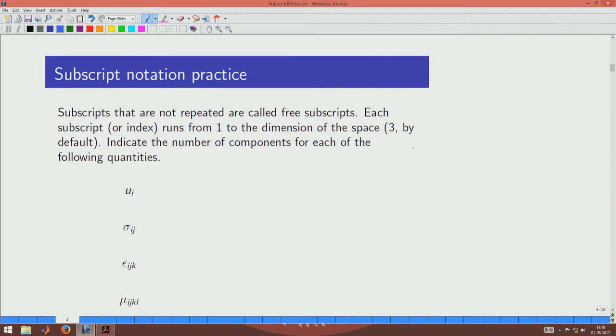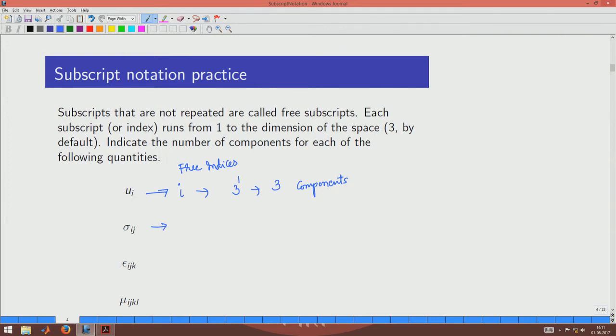So, here we just practice what we have seen till now. Let us say we are restricting ourselves to the 3-dimensional space, and I am asking how many components are there for each of these quantities. The first quantity is ui. Let us indicate the free indices. We have only one free index i, and because it is only one, 3 raised to the power of 1, and so therefore, there must be 3 components. Okay. So, u is a vector and there are 3 components. Subscript i indicates immediately that there are 3 components.